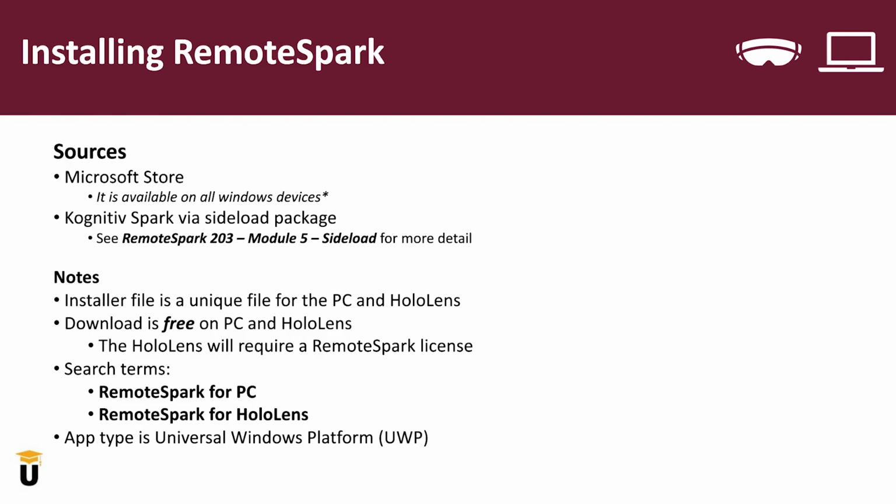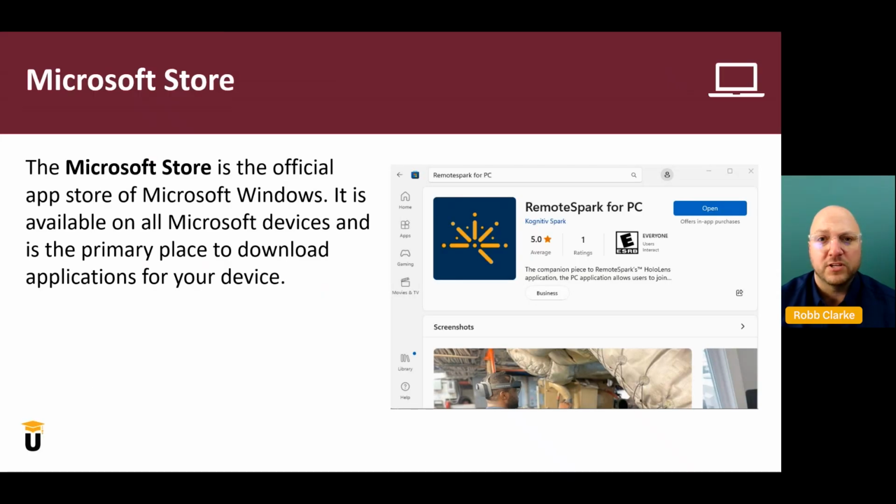RemoteSpark is a UWP app, a Universal Windows Platform app. The app is free on the PC and HoloLens, but a license is required for a HoloLens device. What is the Microsoft Store? It's the official app store of the Microsoft Windows. It's available on all Microsoft devices as the primary place to download applications for your device. Again, if you search RemoteSpark for PC or RemoteSpark for HoloLens in the Microsoft Store, you'll find us.